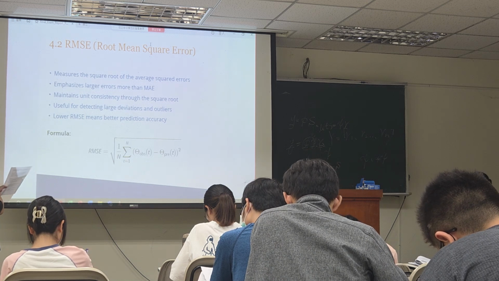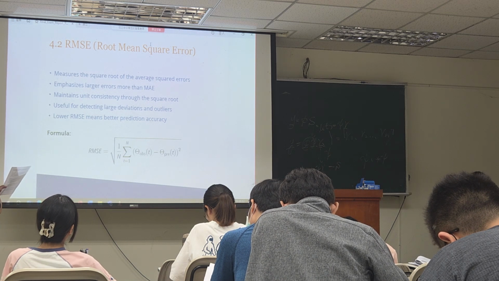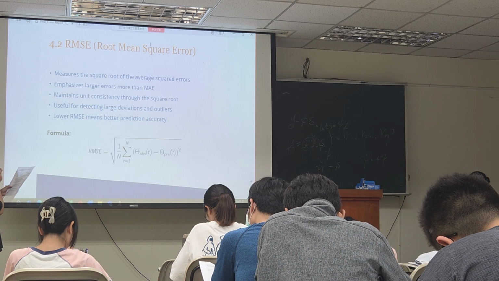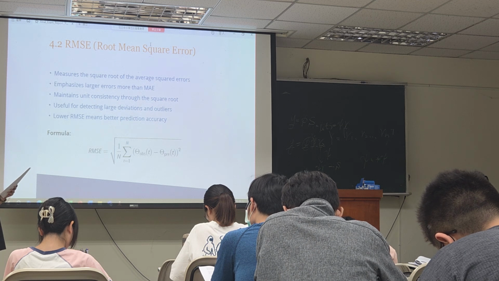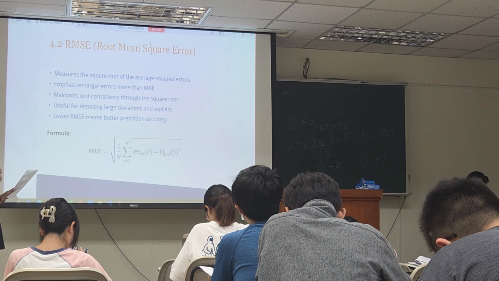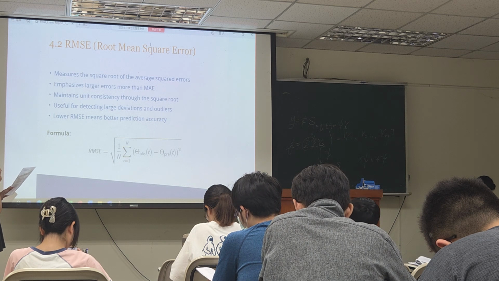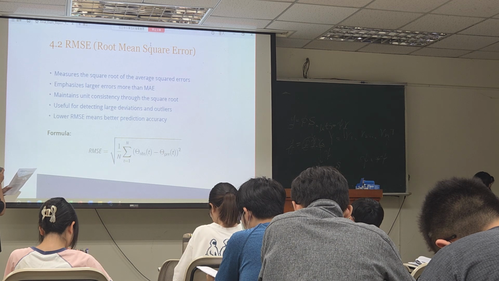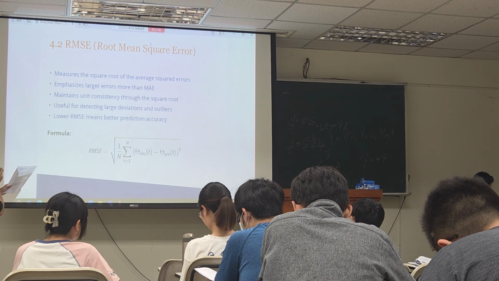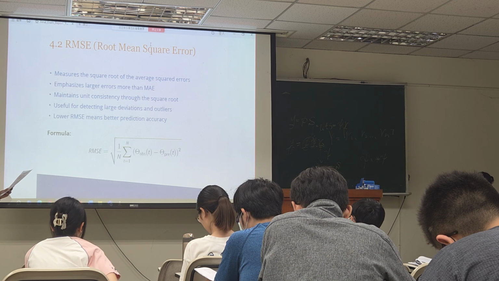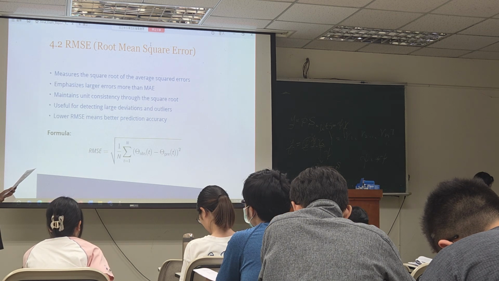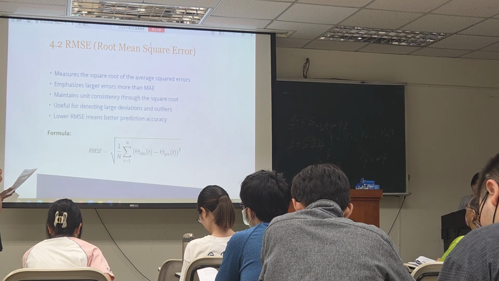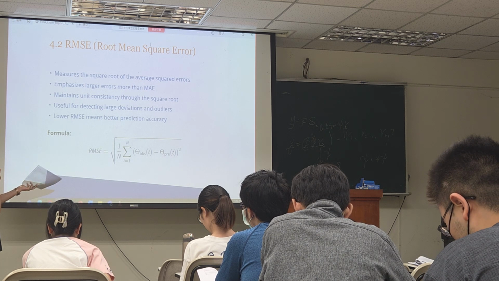Next is RMSE. While MAE gives the average error, RMSE takes the square of every error and then takes the square root. This makes RMSE more sensitive to large errors, and it also retains the same units as the original signal. Just like MAE, a smaller value means better accuracy. RMSE is especially good at detecting extreme deviations or outliers. Here is the formula.